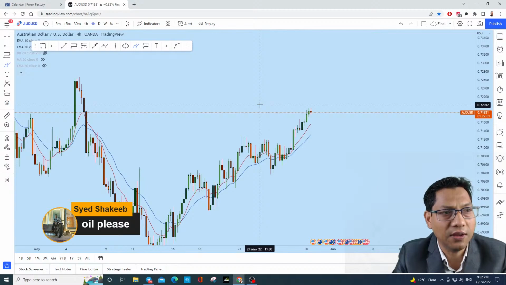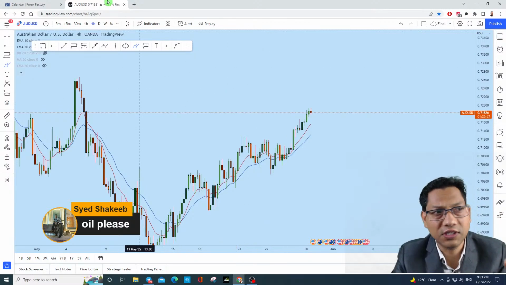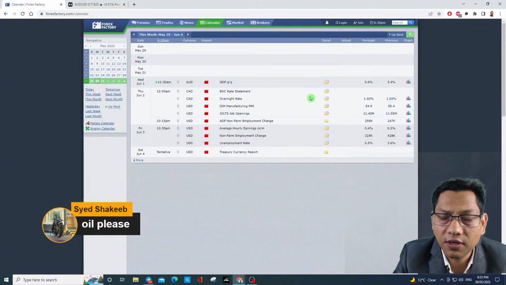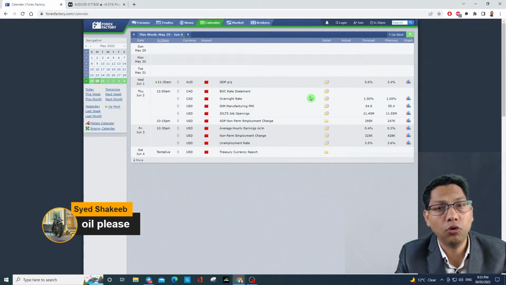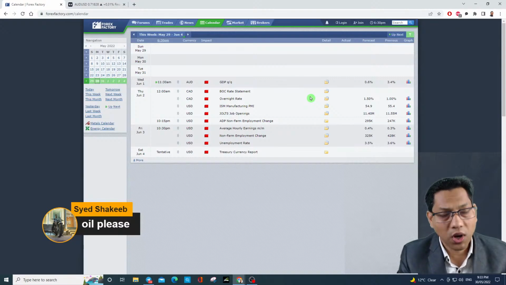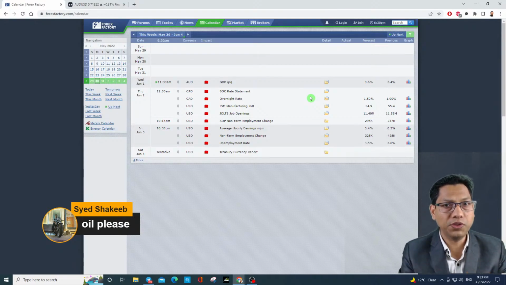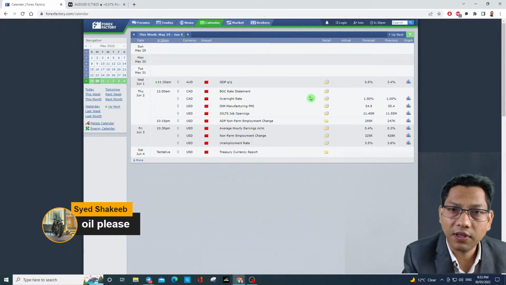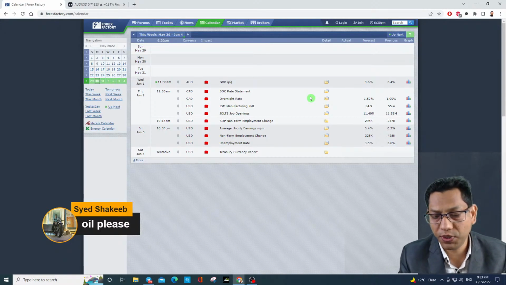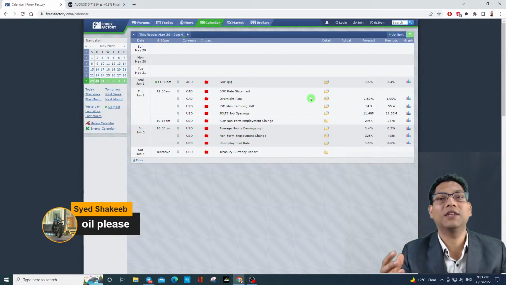With that being said, let's begin with Aussie dollar. First of all, the first thing I look at is the news release. It's very important that you keep an eye on news releases, because what I have seen in my long experience is that price moves based on news releases, and this is the fundamental part. Most people don't understand this.